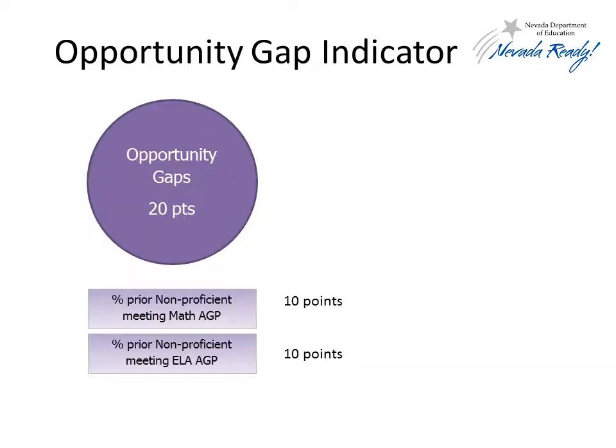Opportunity gaps are determined by the percentage of students meeting their adequate growth percentile, AGP, who did not pass the state assessment from the previous year. This rate can be determined for students between grades 4 and 8. Students who were not proficient in the previous year are identified, and the percentage of these students who met their adequate growth target will be determined.